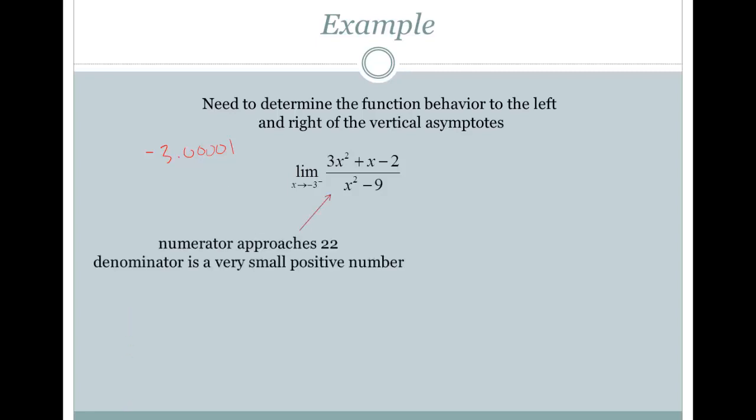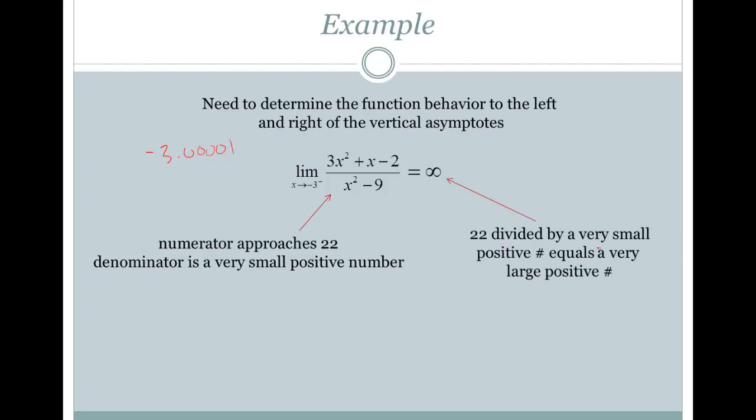And if I do that, the top term is going to go to a number that's 22. That's easy. I can plug that in. But the bottom is going to go to a very small positive number, because if I square this number, it's going to become positive, and it's going to be just a little bit bigger than 9. And so that means I'm going to take 22 divided by a really small number. So if I had 22 over 0.000001, let's say, we know that that number is going to get really big, and it's going to approach infinity.